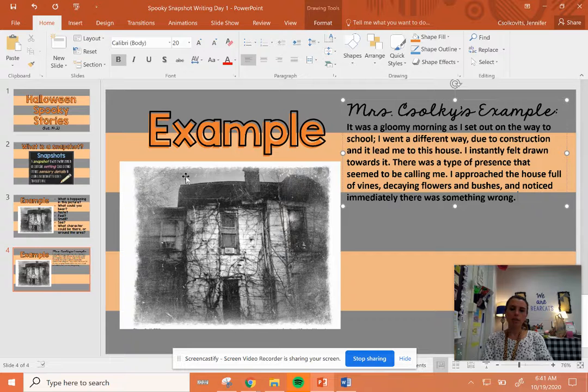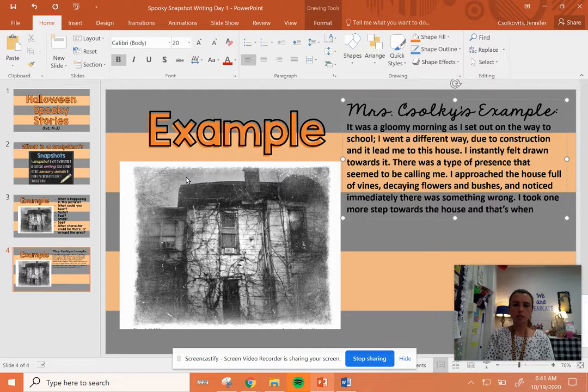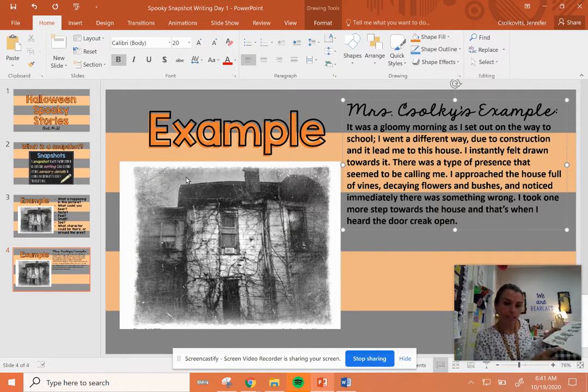I approached the house full of vines, decaying flowers and bushes, and noticed immediately that there was something wrong. I took one more step towards the house, and that's when I heard the door creak. Oops, open. So now I've got my hear that I can take off. That's why this is handy to have, even if it's just on a blank sheet of paper.